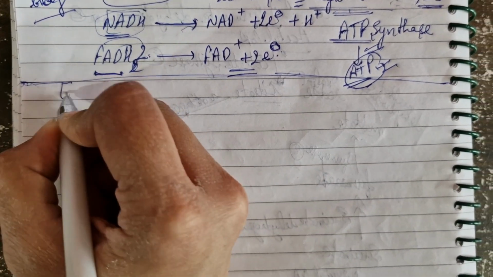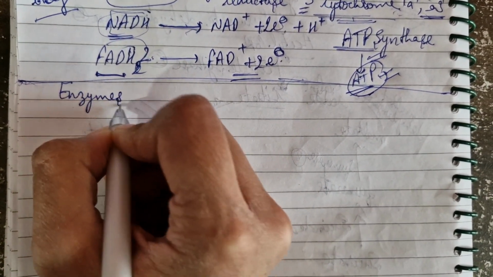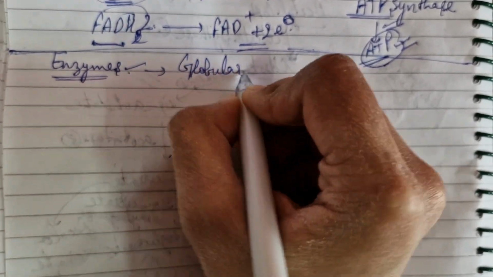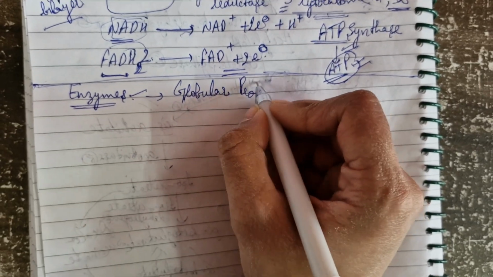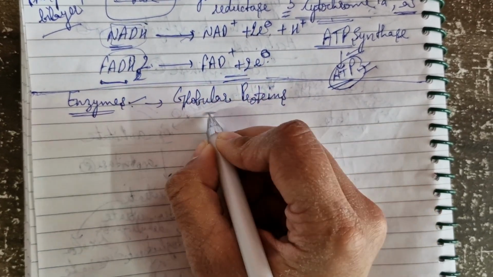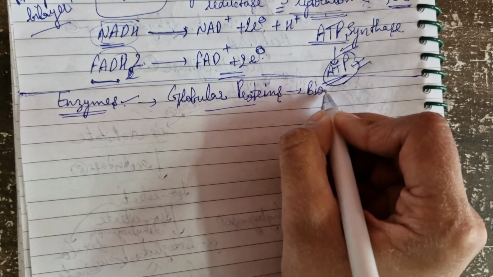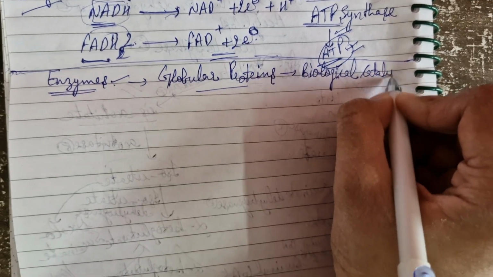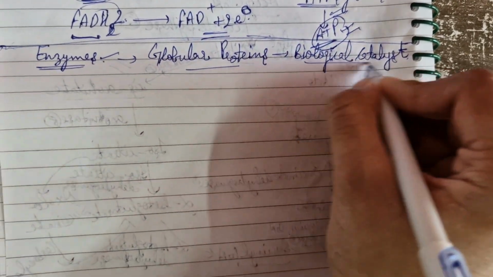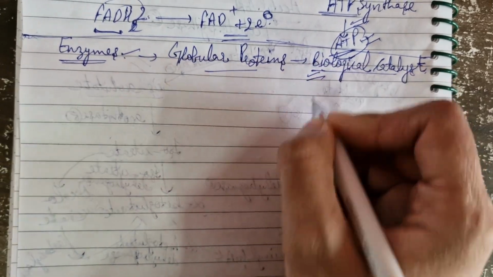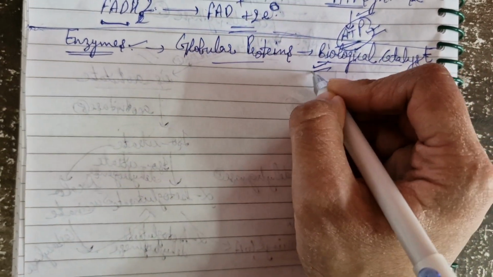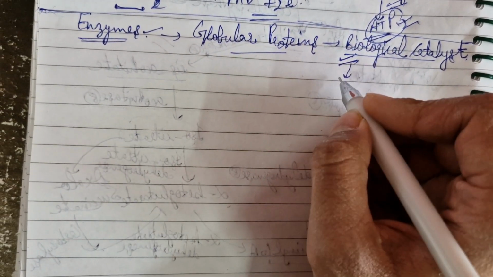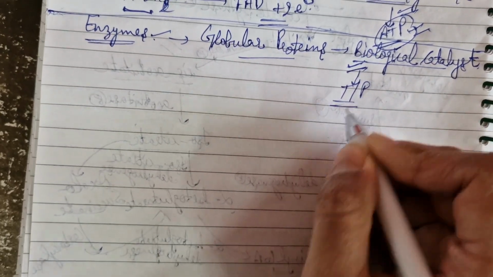Now we will study about enzymes. Enzymes are globular proteins which act as biological catalysts in some specific biological processes to make them take place at a high rate under mild conditions of temperature and pressure.